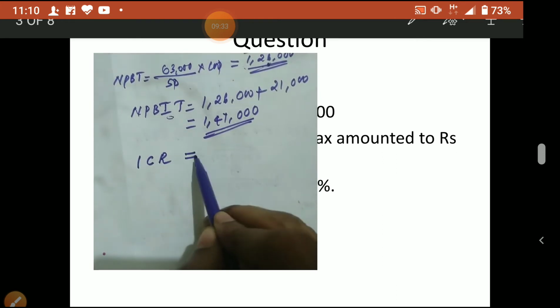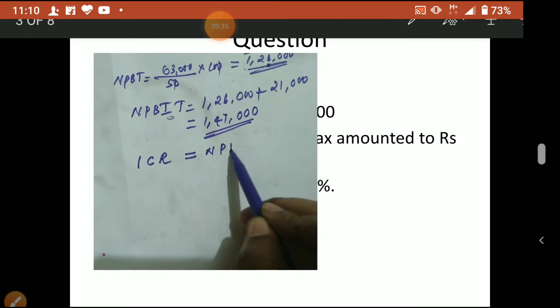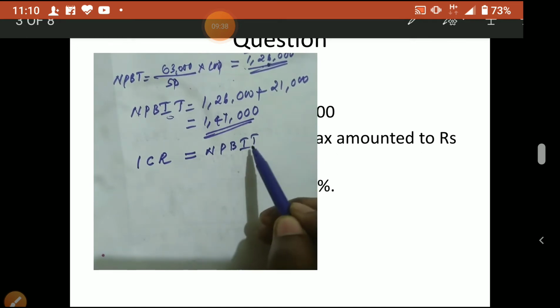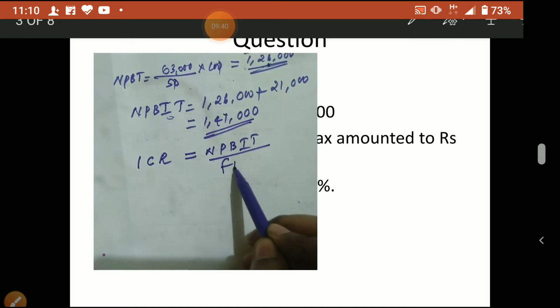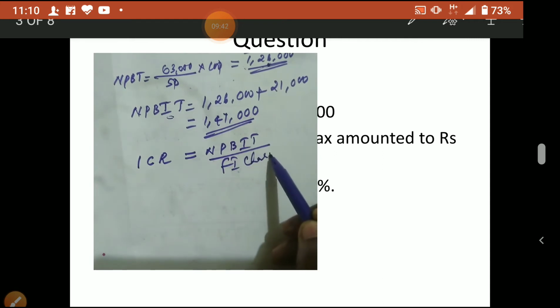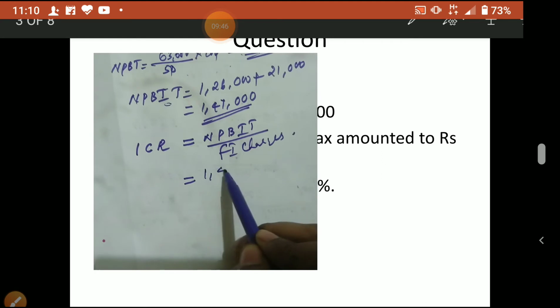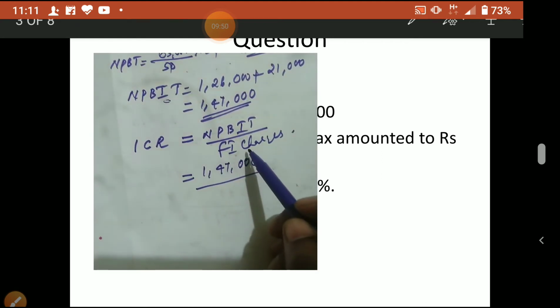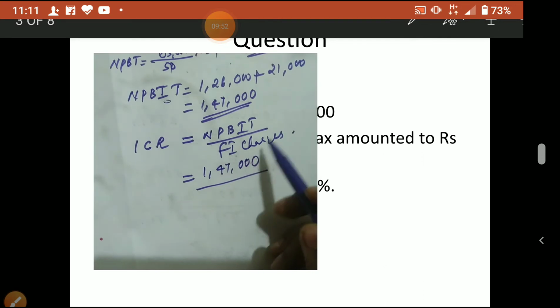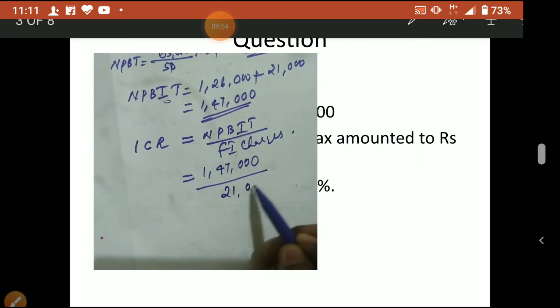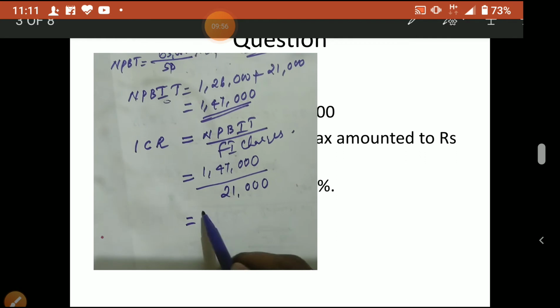Interest coverage ratio is equal to, what is the equation? Net profit before interest and tax divided by fixed interest charges. We know net profit before interest and tax is 1,47,000, divided by fixed interest charges of 21,000. When you divide, you will get 7 times as the answer. Okay, so understand it this way.